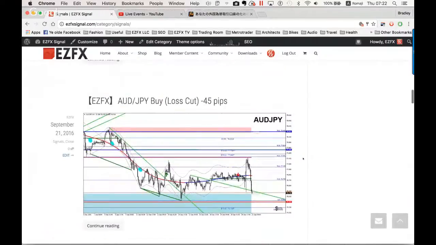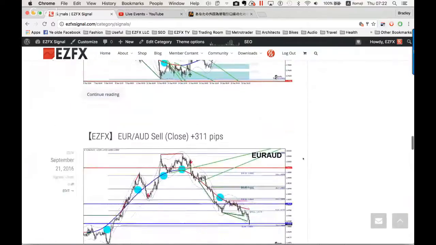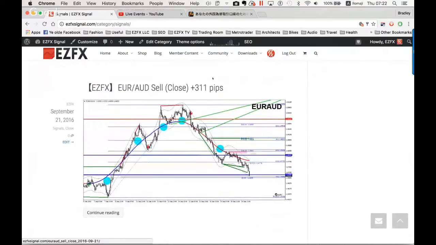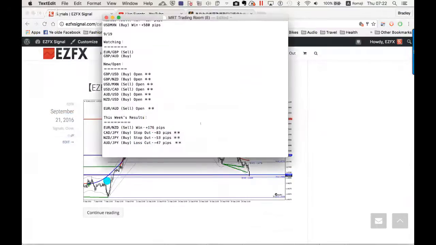Let's see. It was 45 on the Aussie yen, 83. Euro Aussie 311. So that's our best trade pips wise so far this week, although the Aussie dollar is going to be bigger because the trade size was bigger. So we had 45, and we had 311. So we made some pretty good money on those euro pairs. Those were both good trades.